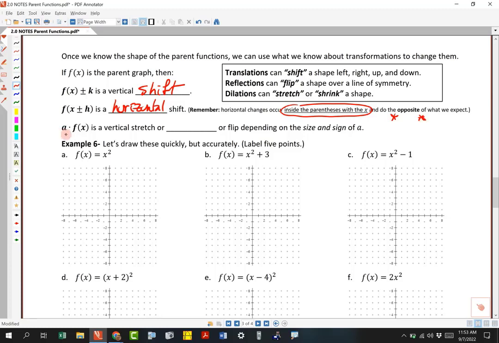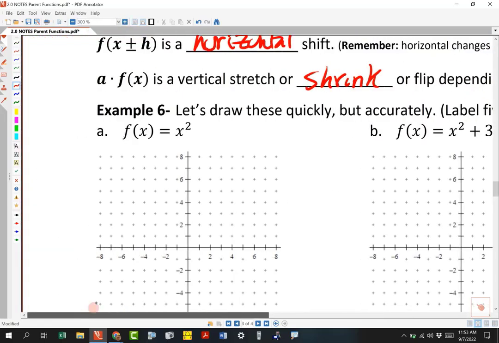And then the last type we're going to worry about is, what if we take the function values and multiply them by something? That's going to stretch it, shrink it, or flip it, depending on the size and the sign. The size is going to be the stretch or the shrink. The sign is going to tell us if it flips, and if it's negative, it's going to flip it from being positive to negative or negative to positive, which is going to make it the opposite sign. Okay? All right, you ready? Okay, here we go then.